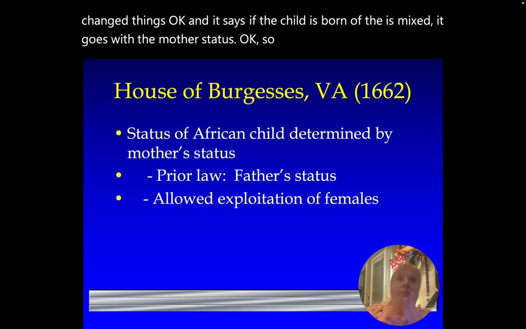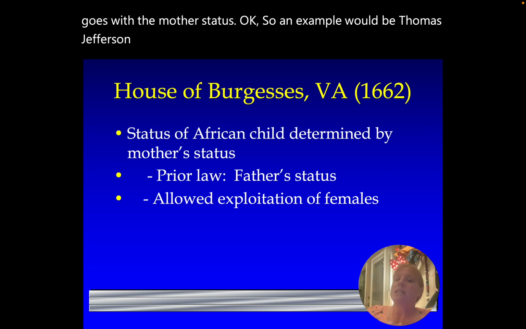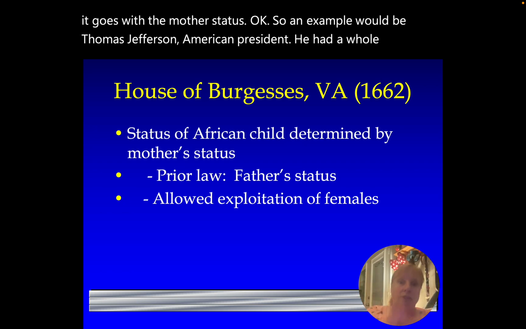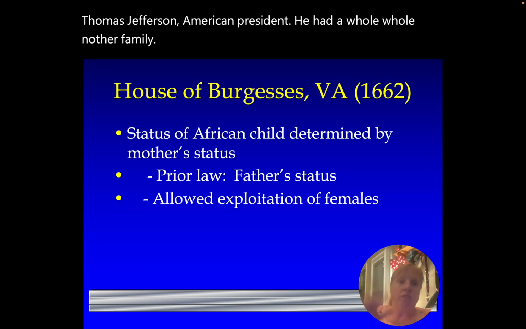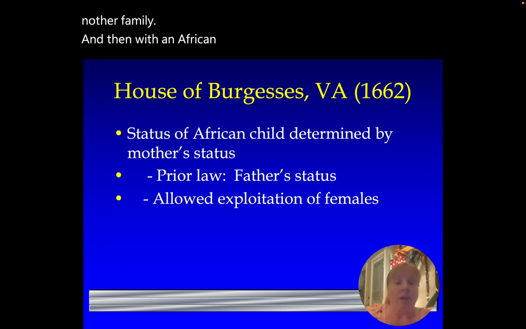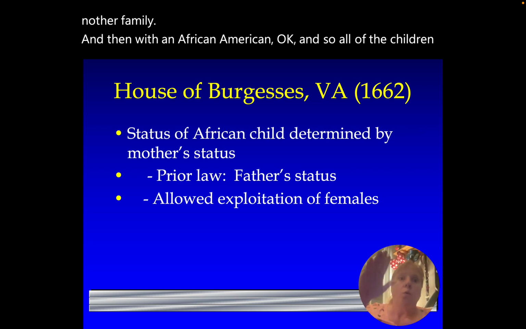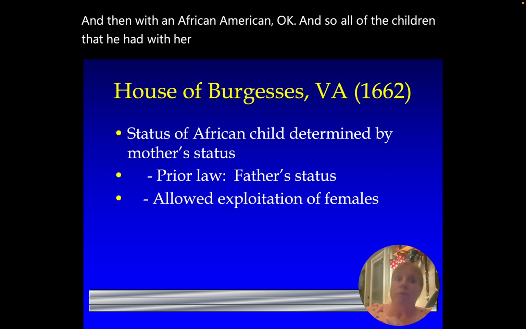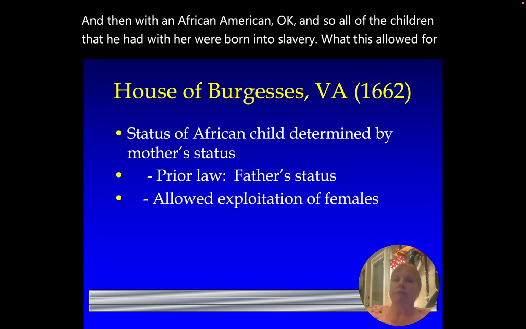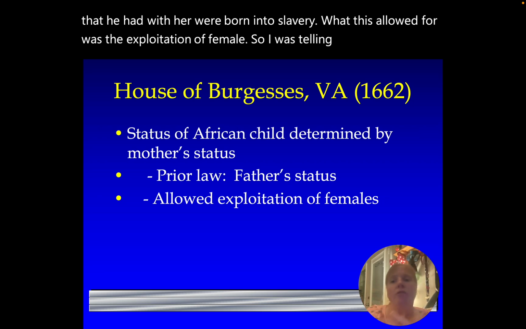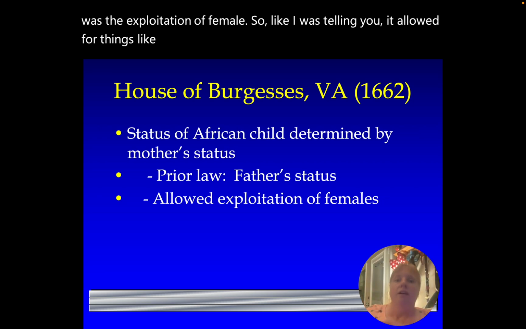So an example would be Thomas Jefferson, American president. He had a whole other family with an African American, okay? And so all of the children that he had with her were born into slavery. What this allowed for was the exploitation of females. So like I was telling you, it allowed for things like breeding of females so that they can get free slaves.